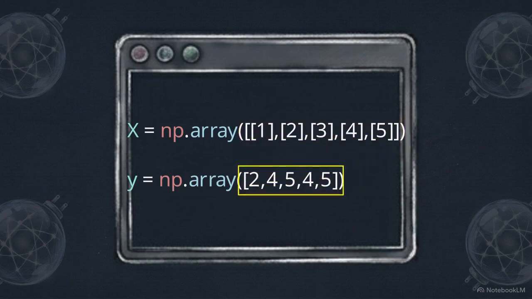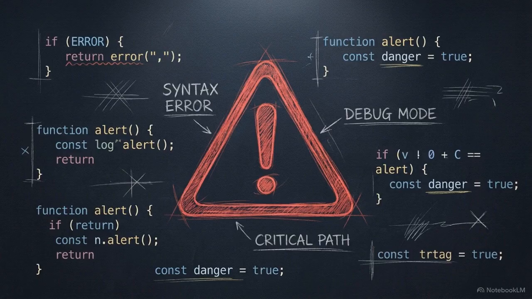Notice the punctuation. X uses double brackets for a nested 2-dimensional structure required by scikit-learn, while Y uses single brackets. Misformatting these array dimensions is a common failure point. Strict syntax adherence ensures correct compilation.